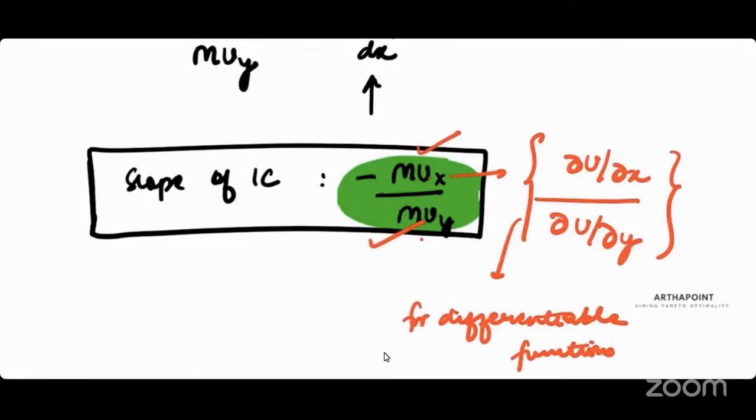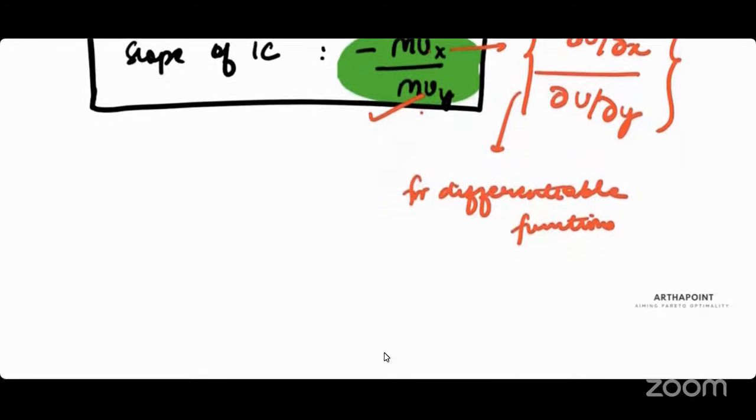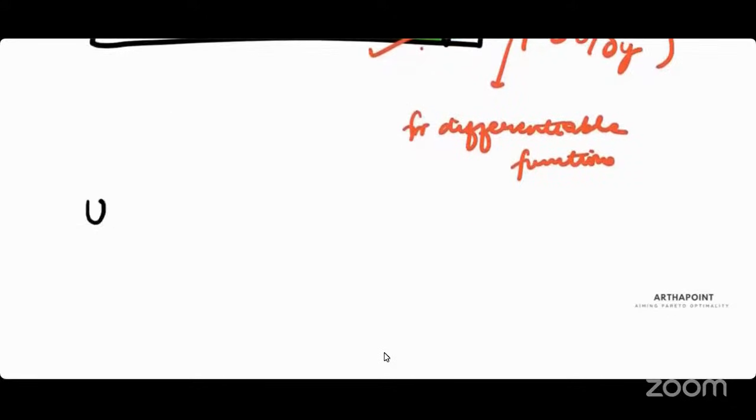Okay. Any doubt that we have till now? What is an indifference curve? What is the slope of an indifference curve? What is MRS? Any doubt? Are we good? Okay. Now, let's go ahead and talk again about the utility function that we started with. So the utility function that we have is u is equal to xy.